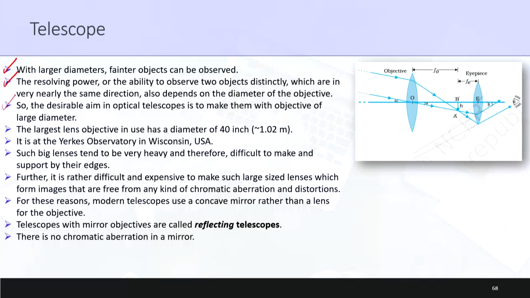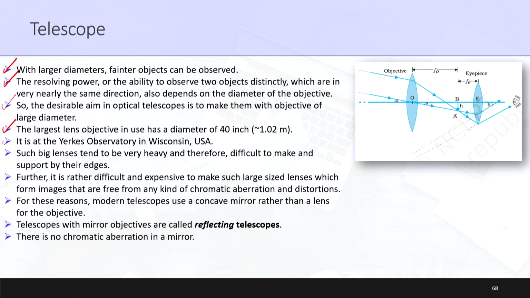Okay. Next, this complete explanation part is over. Now only a few examples are being explained here. So, the largest lens objective in use has a diameter of 40 inches, that is 1 meter. So, a 1 meter diameter is being used for a telescope. The objective lens focal length is being explained here. The diameter of this objective is 1.02 meters. It is at the Yerkes Observatory in Wisconsin, USA.